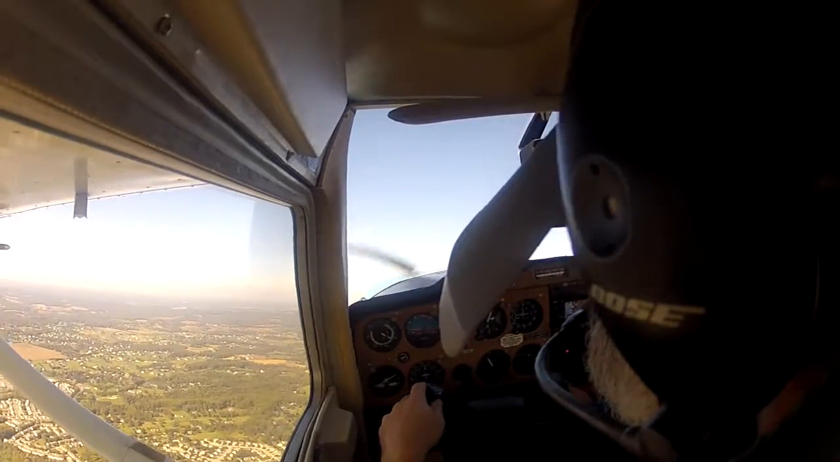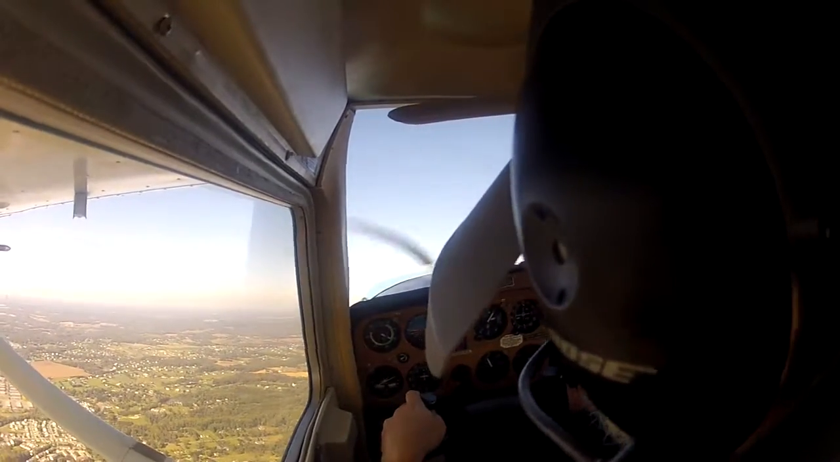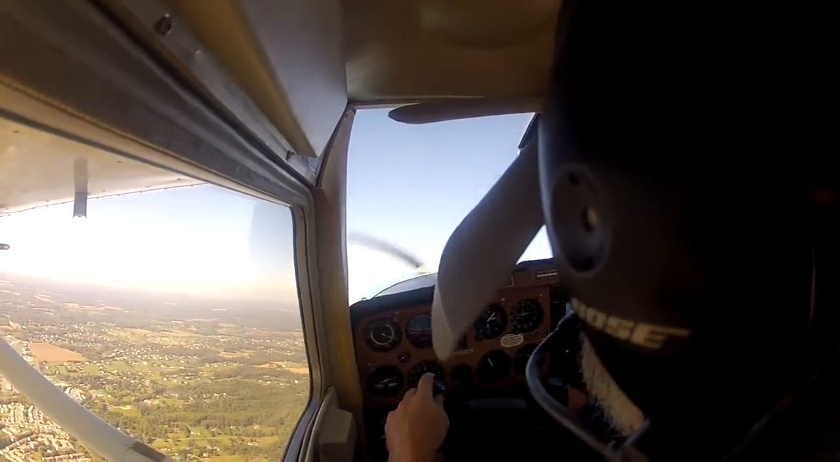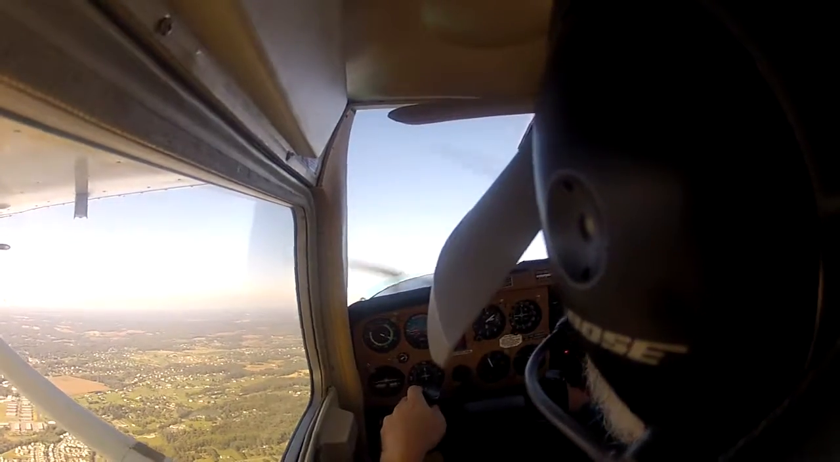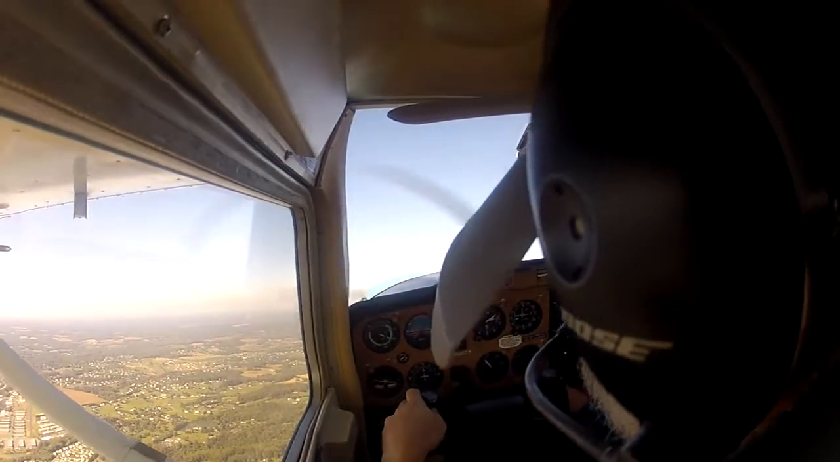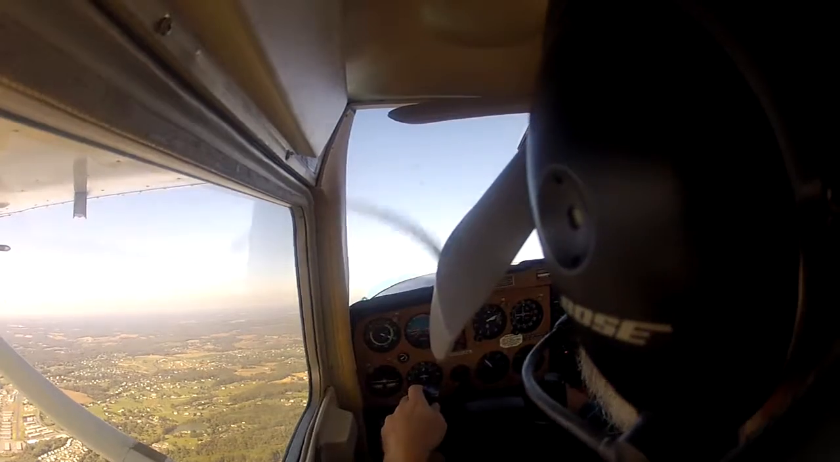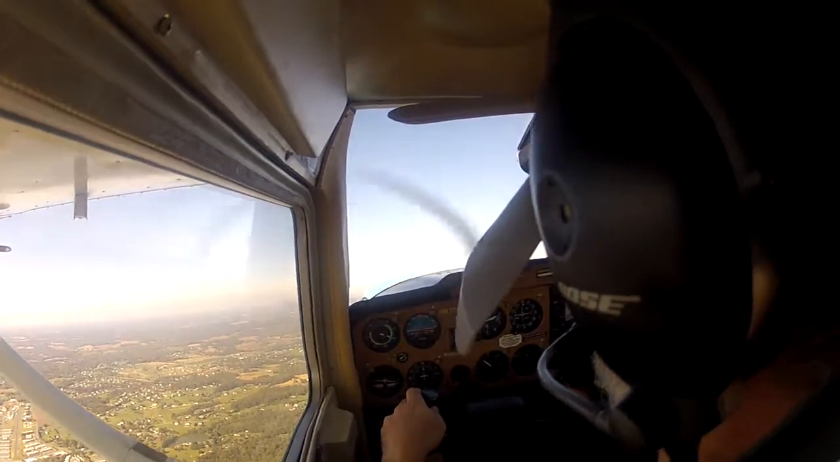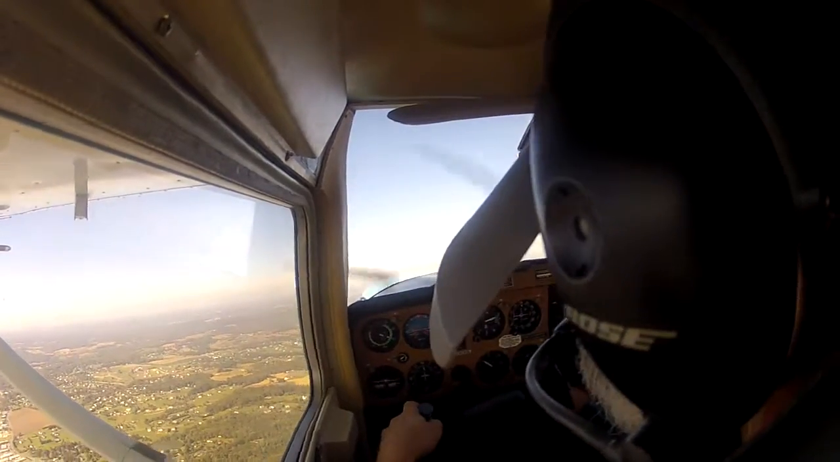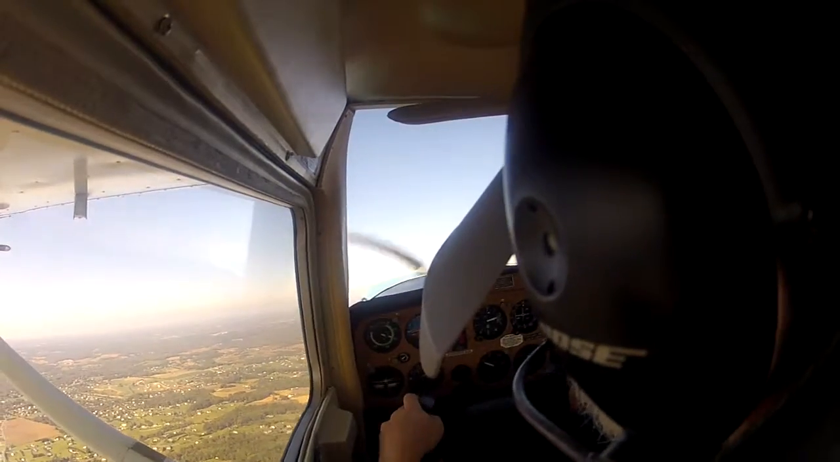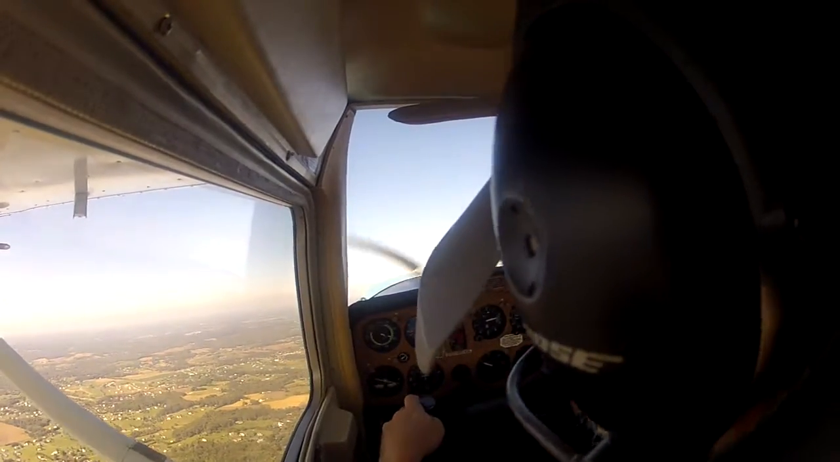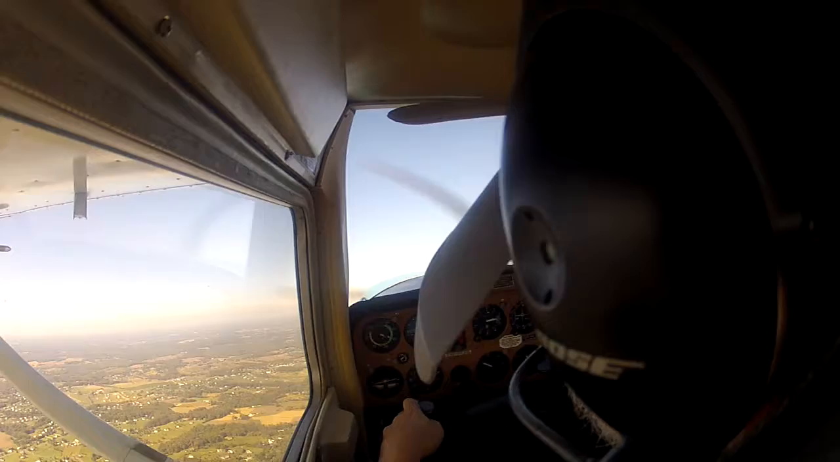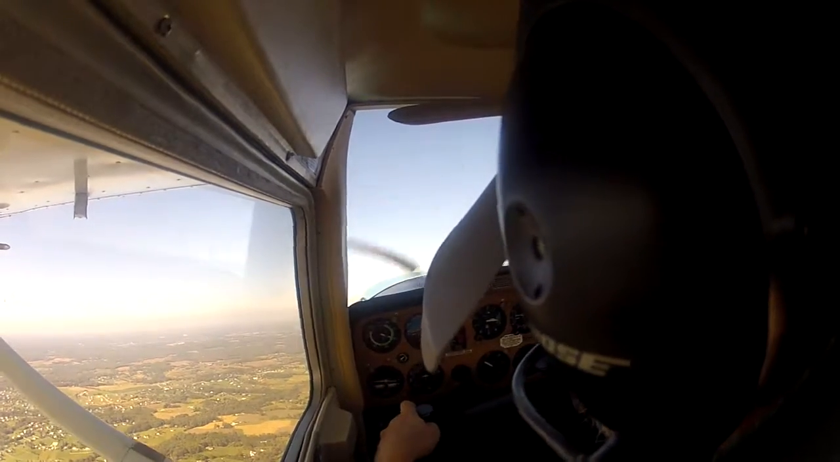This is what a climb would look like. Remember, you need just a little bit of right rudder in the climb for the P factor. Oh, right. Yep. And we'll climb to 2,500.